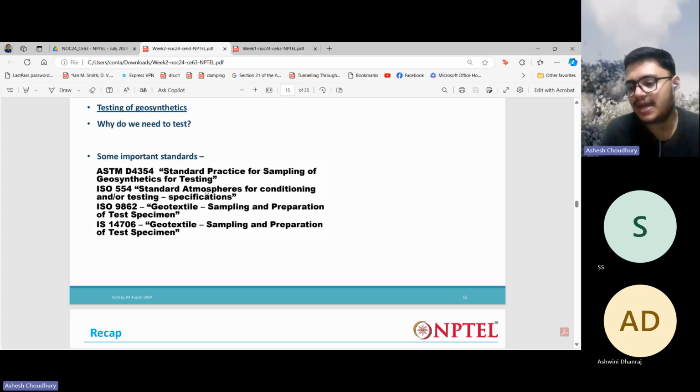If in the execution stage there is some duplicacy in the product or the material, there is no use of designing and investing so much money, right? The structure is going to fail. So as an engineer, it's your responsibility to ensure that the product you are using on your site is of the correct specification.